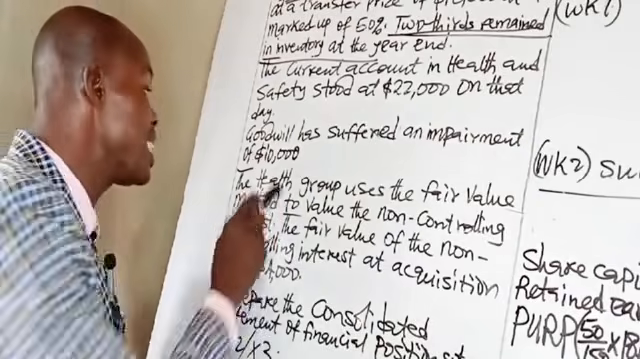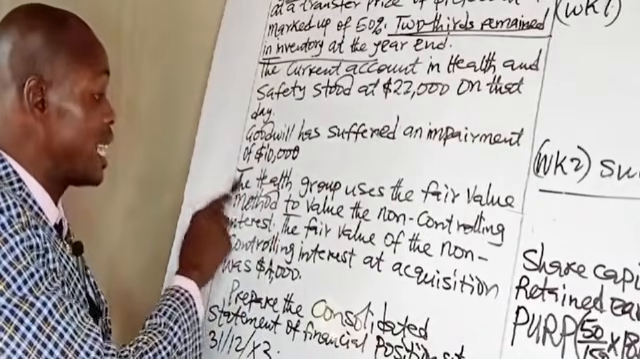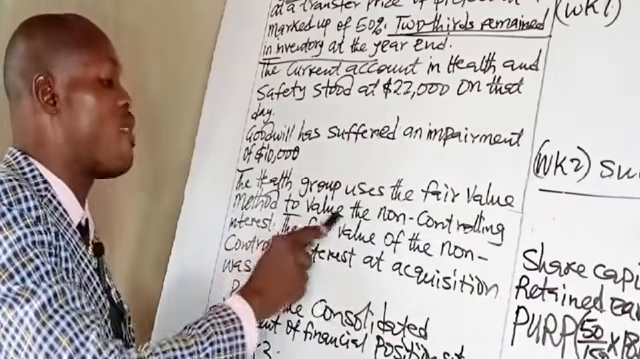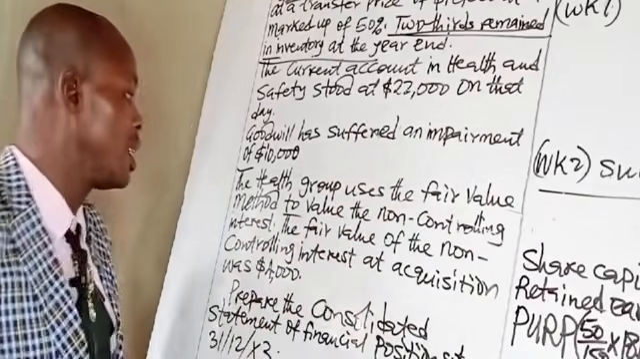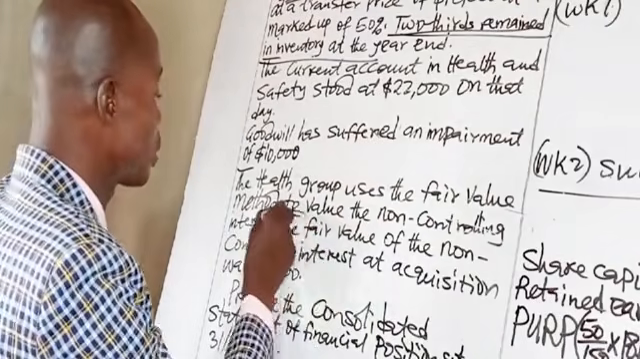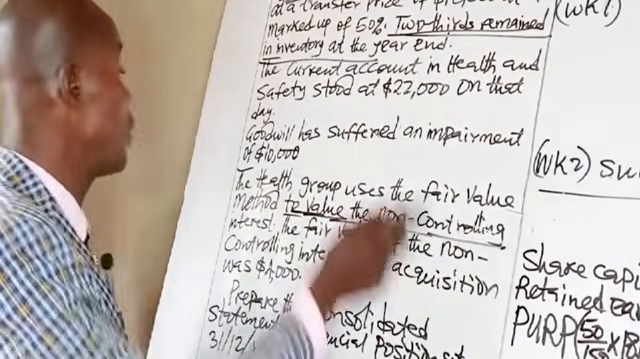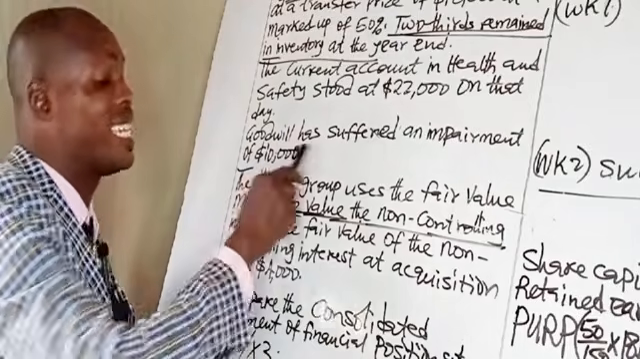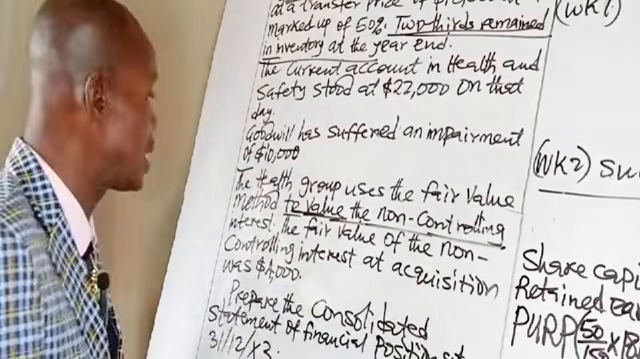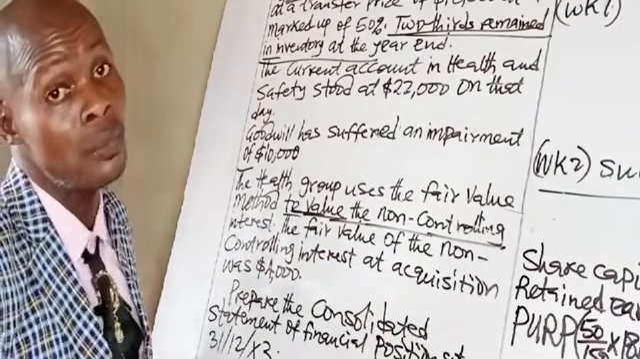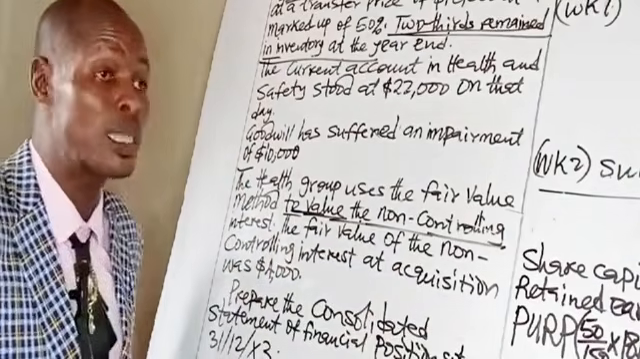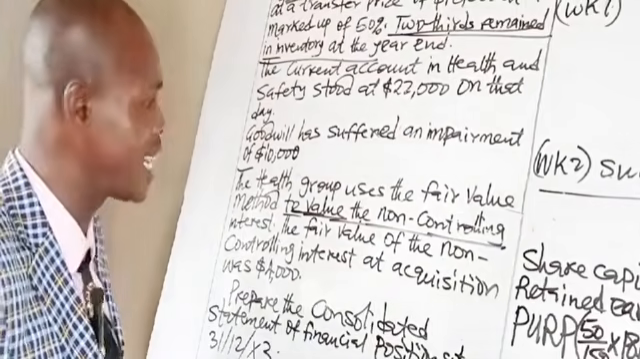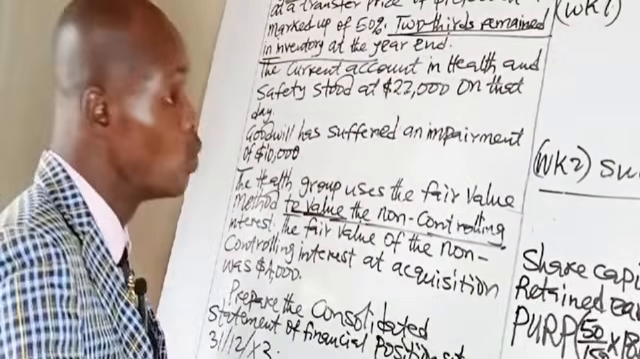Now, in this case, you were told the Heads group uses the fair value method to value the non-controlling interest. So the policy is fair value. You are going to deduct the impairment loss from the subsidiary net assets because the policy is fair value. I've told you that where the policy is proportionate, deduct the impairment loss from the parent company's retained earnings. The other entry will be in goodwill.